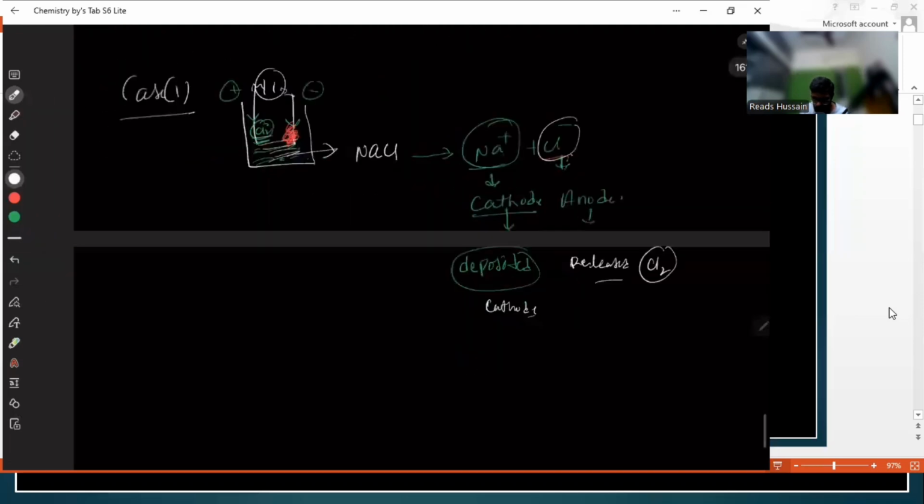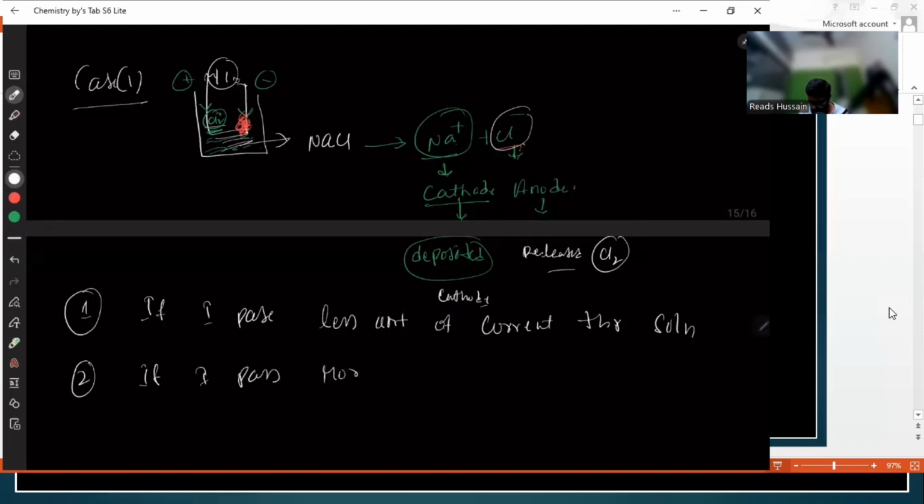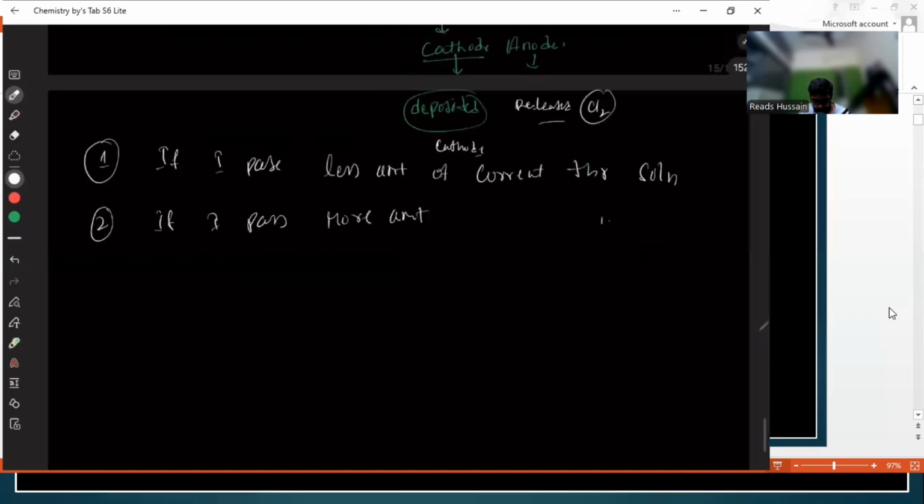Once more, here two questions I am going to ask you. Question number 1: in the first case, if I pass less amount of current through the solution, then what happens? Second case, if I pass more amount of current through the solution, then what happens? That means you have to answer whether in the first case more sodium will be deposited, or less sodium, or an equal amount of sodium.